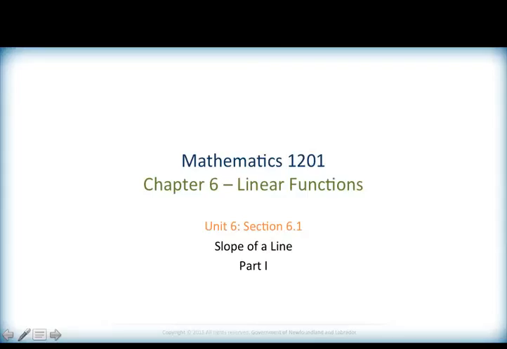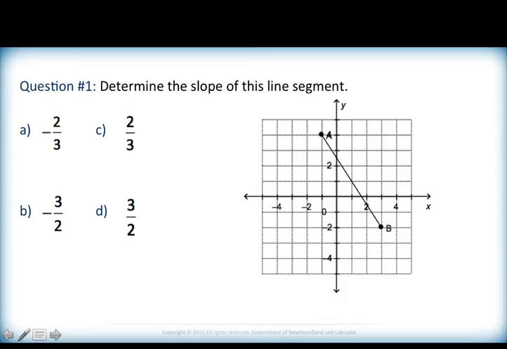In this lesson, we will cover questions from Unit 6, Section 6.1, Slope of a Line. Question 1. Determine the slope of this line segment.